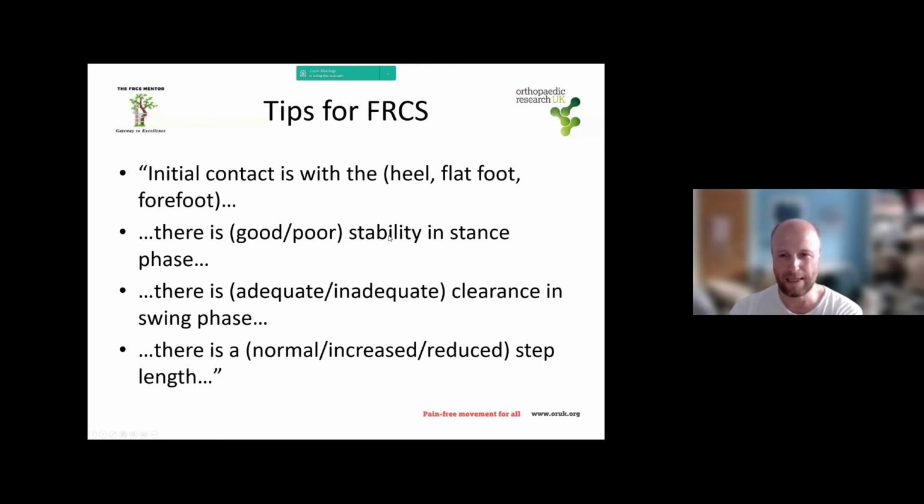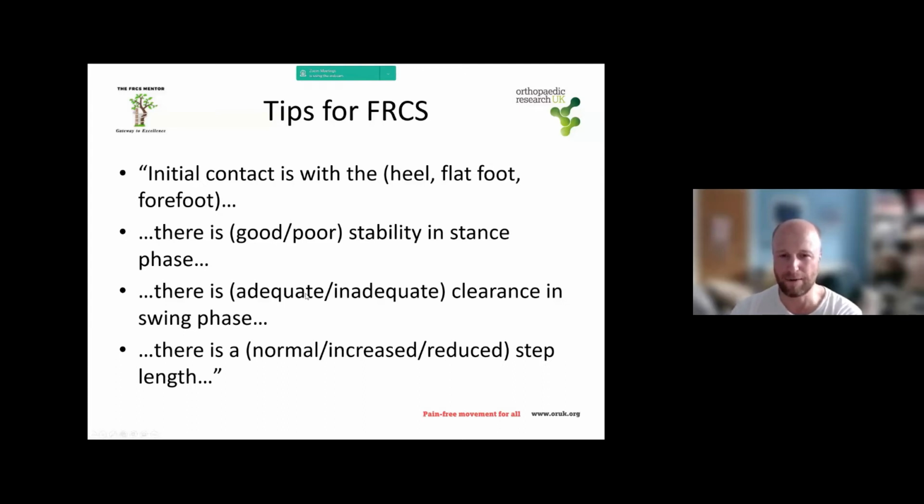Then the next thing to look at is stability in stance phase. Are they wobbling from side to side? Do they need you to use a stick or a cane, or God forbid, do they fall or have to use the wall? So what's the stability like in stance phase? Are they clearing in swing phase? There's two things you need to clear. You need to clear the floor and your other leg.